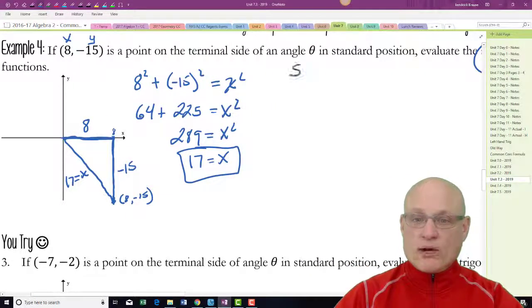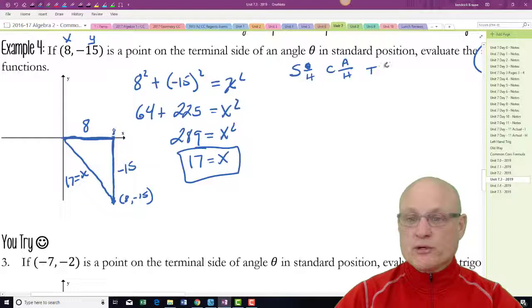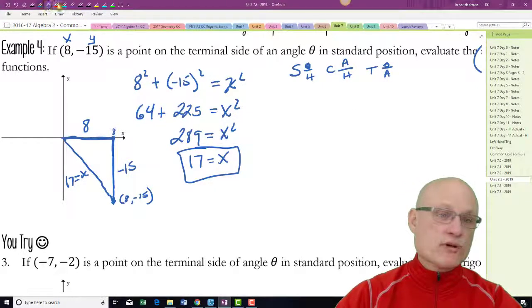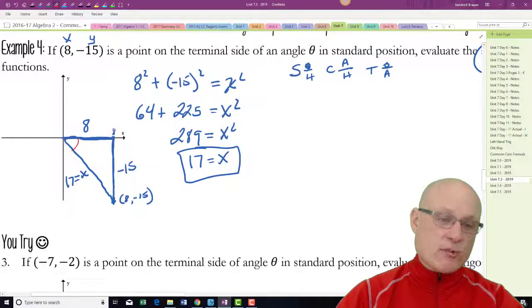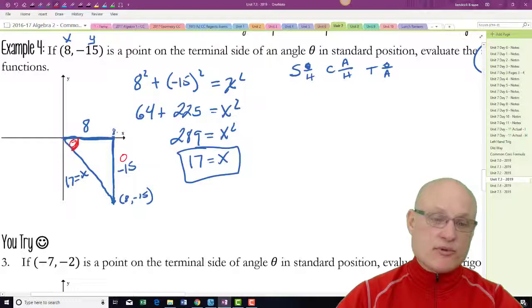Maybe I'll write some old hippie caught another hippie tripping on alligator. So, I got to label this sucker. If this is my angle, remember my angle is the one that's always made with the x-axis. This is opposite, this is adjacent, and this is hypotenuse.